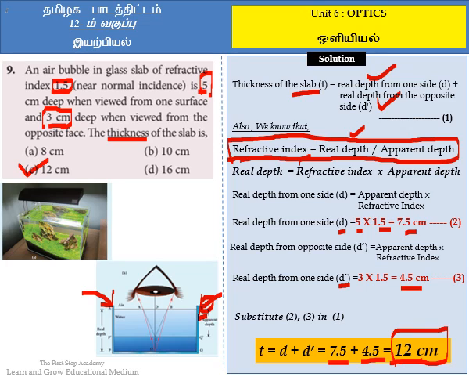So again I'm reading the question and answer. An air bubble in glass slab of refractive index 1.5 is 5 centimeter deep when viewed from one surface and 3 centimeter deep when viewed from the opposite face. The thickness of the slab is, the answer is option C, 12 centimeter is the right answer. Hope you understand how we arrived at the answer for this question.